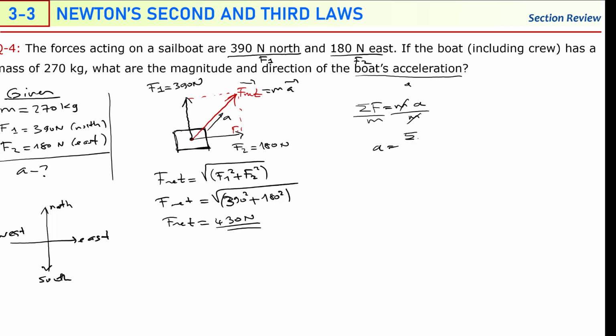Acceleration is equal to the net force acting on the object divided by the mass of the object. So net force is 430, mass is equal to 270. Let's divide this. Result is equal to almost 1.6 meters per second squared. So the acceleration of the boat will be in the northeast, east of north, with a magnitude of 1.6 meters per second squared.